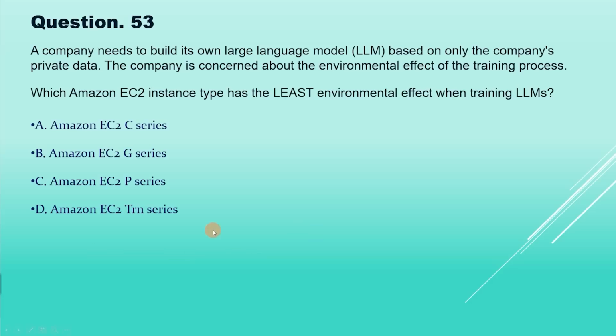So the correct answer here will be option D, Amazon EC2 TRN series. Because these instances are built for the purpose of training machine learning models and are designed to deliver high performance while optimizing energy efficiency. So option D, EC2 TRN series is the correct answer. Also, they use AWS Trainium chips, which are specifically engineered for ML training workloads, providing excellent performance per watt and reducing environmental impact of large scale training processes. So option D, TRN series is the correct answer here.